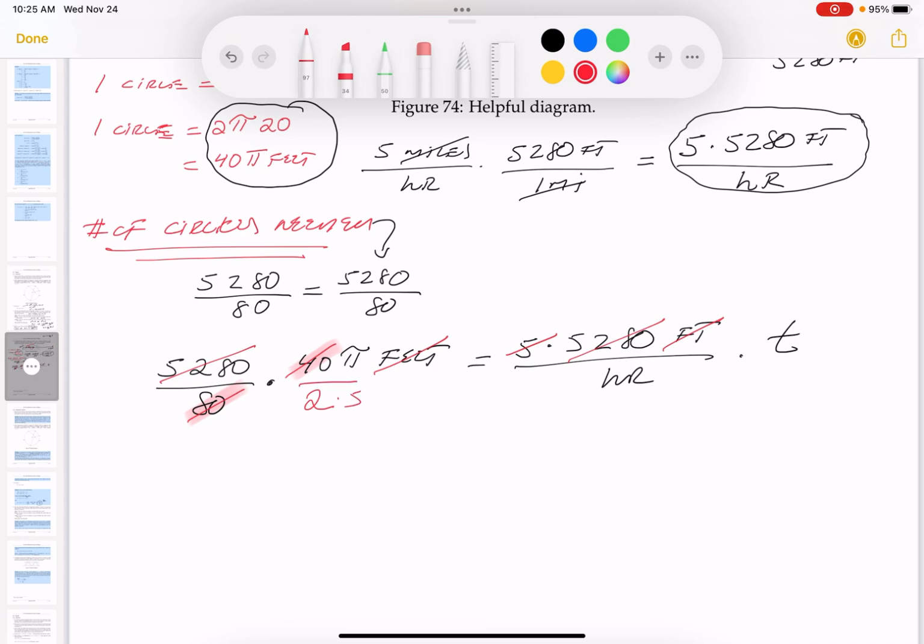So what are we left with? Now, I'm going to bring the hours over here. And what are you going to get? Multiplying both sides by hours, by the way. And you're going to get pi. You go back to black ink. Divide by 10 hours. Let me see if I did okay there. I got the 5,280 disappearing. 40 and 80 is 2. 2 times 5 is 10. Yeah, I'm pretty much convinced.